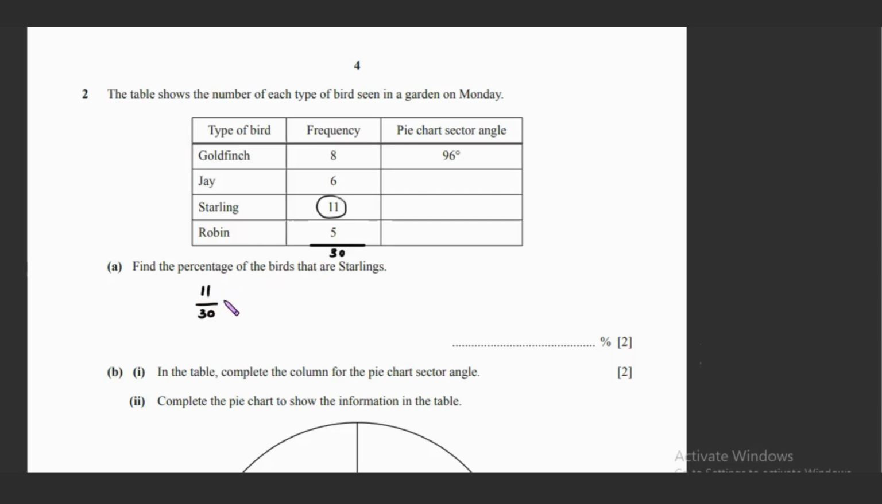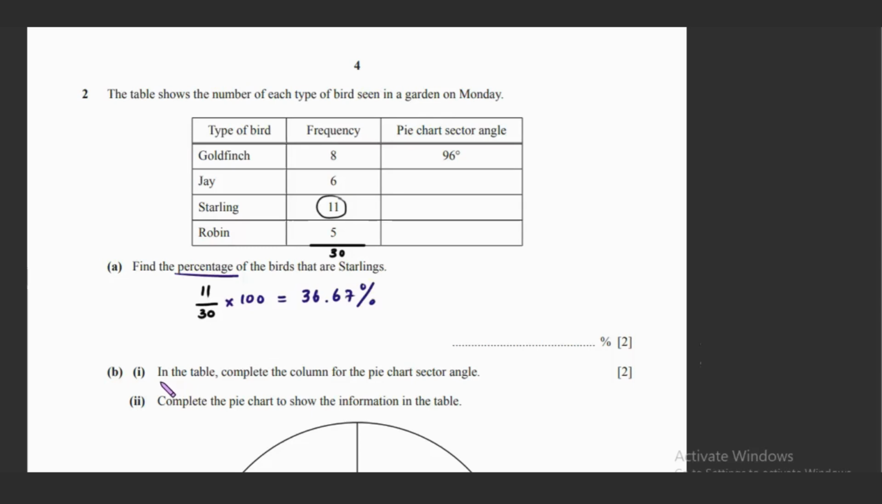So we need to write that as a fraction first, and we're supposed to calculate it as a percentage. Therefore, you need to times it by 100. If it's given to us to calculate the angle, then we need to times it by 360, but here it's given as a percentage, so we need to times it by 100. Putting this in the calculator, this gives us 36.67%.